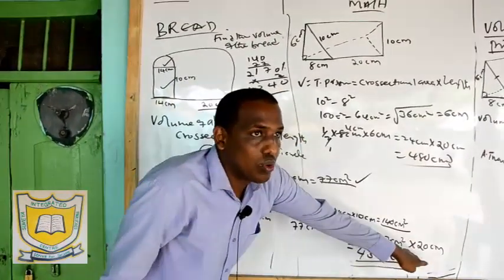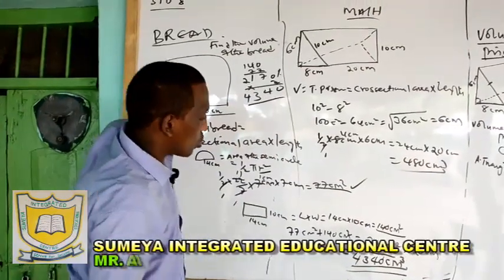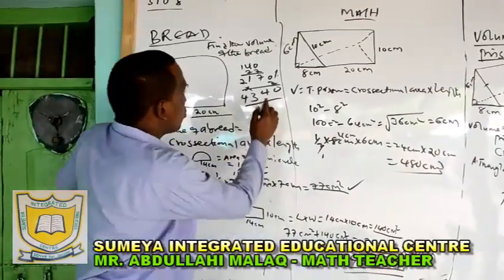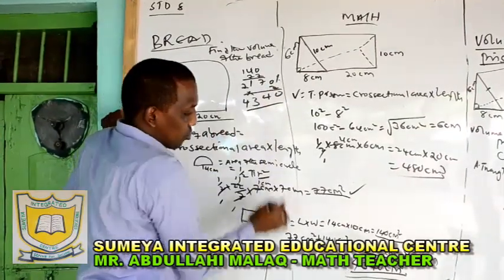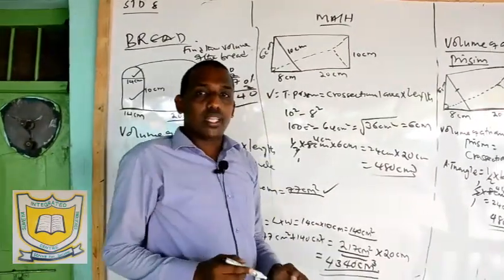Times length now. You multiply it by the length. The length is 20. So 217 times 20 now 0. 14 carry 1, 2 plus 1, 3, then 4. You would get 4,340 centimeter cube.